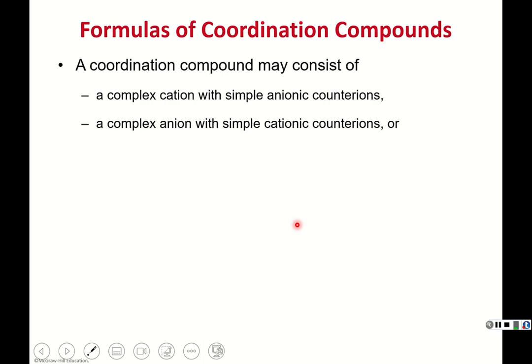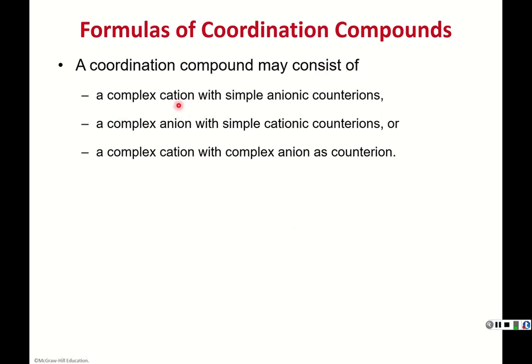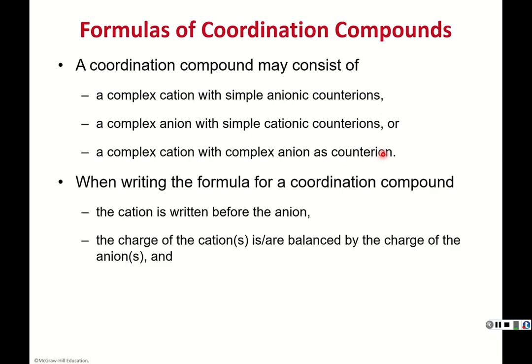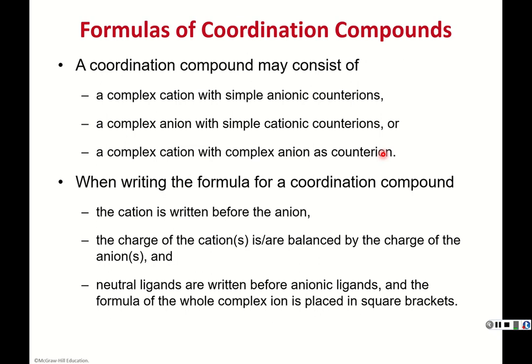So, formulas for coordination compounds. A coordination compound may consist of a complex ion with a simple anionic counterion, a complex ion with simple cationic counterions, or a complex ion with a complex anion as a counterion. When writing the formula for a coordination compound, there are certain steps and rules to follow. First, the cation is written before the anion. Just like in an ionic compound, the cation goes first, and then the anion is written. So positive charge first, then negative charge.